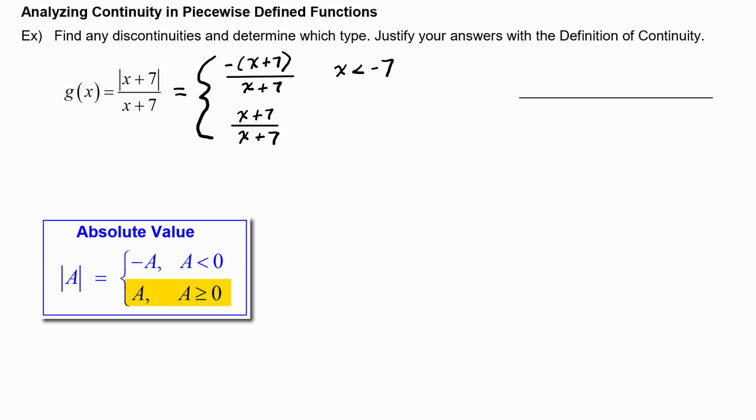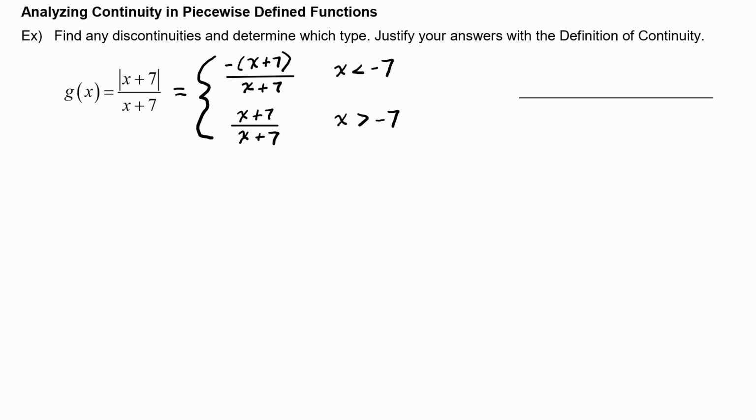Now, normally in the definition, we say that it's equal to a when a is greater than or equal to 0. But in this case, because x plus 7 is in the denominator, and the denominator can never equal 0, we have to say that this will happen when x plus 7 is strictly greater than 0. And of course, that will be when x is greater than negative 7.